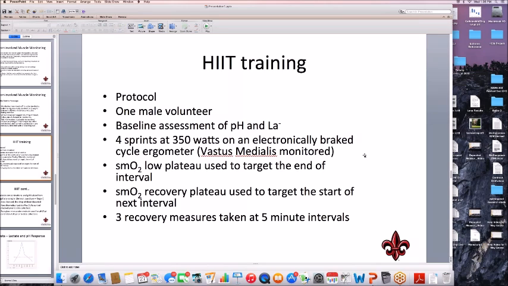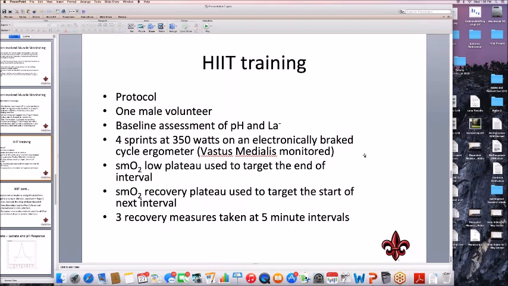Well, we had them sprint at 350 watts until we noticed that their SMO2 had bottomed out and plateaued as they had engaged in the interval. After it bottomed out, we started to notice that things were not going particularly well with the interval. We stopped them, and then we let the SMO2 recover all the way up to a plateau to target the start of the next interval. So we're really using 2 plateaus in SMO2 to guide how this HIIT training is going.